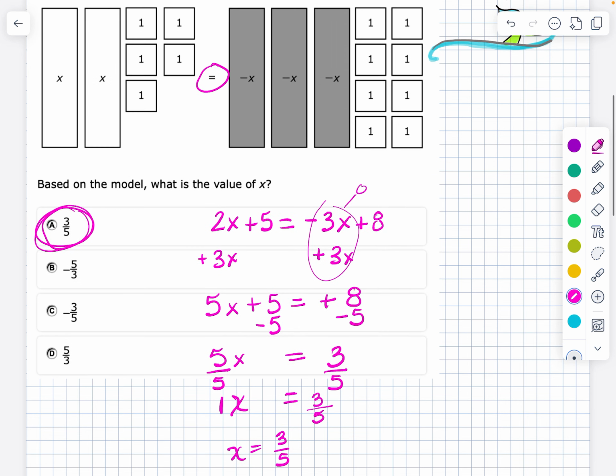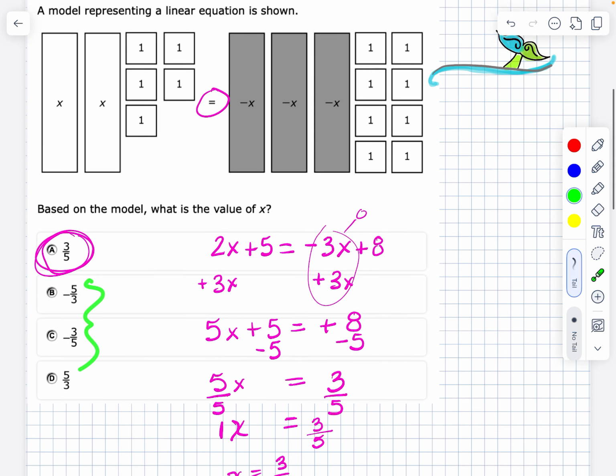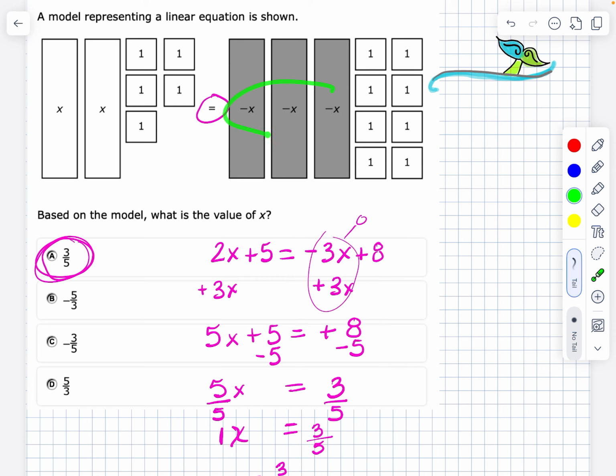Okay, and I think you've got 2 of these answers here that are negative, and they may be trying to throw you off by having 3 x's that are negative and 2 that are positive, so you might think, oh, it's going to be a negative. So don't let that fool you when you're trying to solve a problem like this, okay?